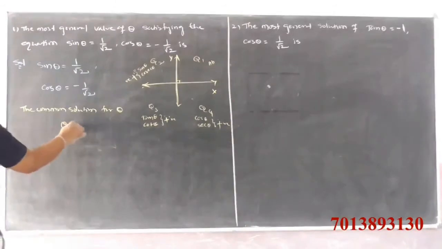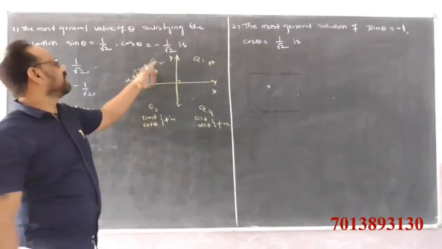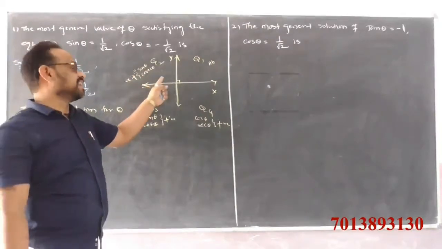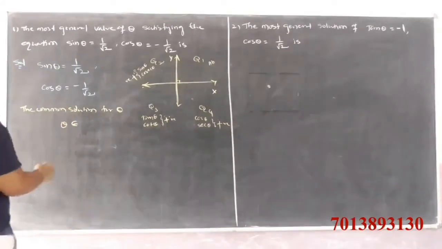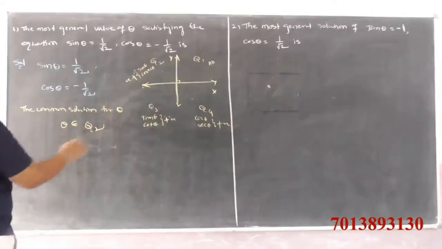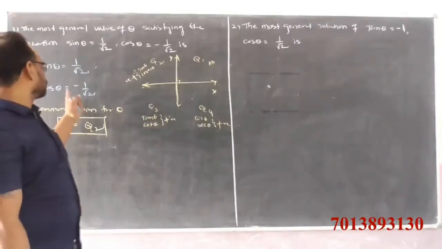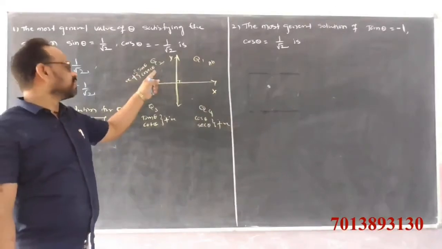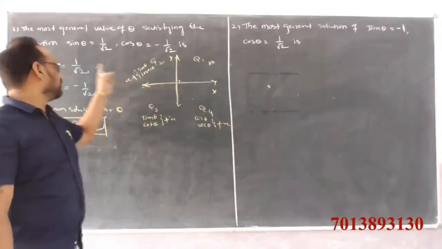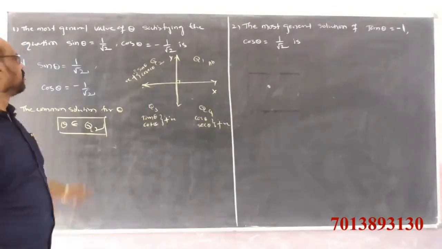Clearly, sin is positive and cos is negative in Q2. So theta compulsorily belongs to Q2. If and only if theta lies in quadrant 2, then we get sin theta equals 1 by root 2 and cos theta equals minus 1 by root 2.